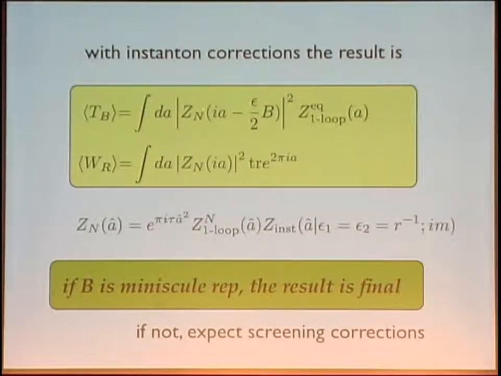This final formula is just the absolute value squared of Nekrasov's partition function shifted by the magnetic parameter B in the case of the 't Hooft loop, and the case for the Wilson loop is the same. Z is a function obtained by combining the perturbative piece and the instanton partition function. And if B is a minuscule representation, that is, if it can't be screened by monopoles sitting around the equator, this is the final result. You can take, for example, the N equals 2 star theory, fundamental representation, and check that these two integrals are dual to each other by Fourier transform.